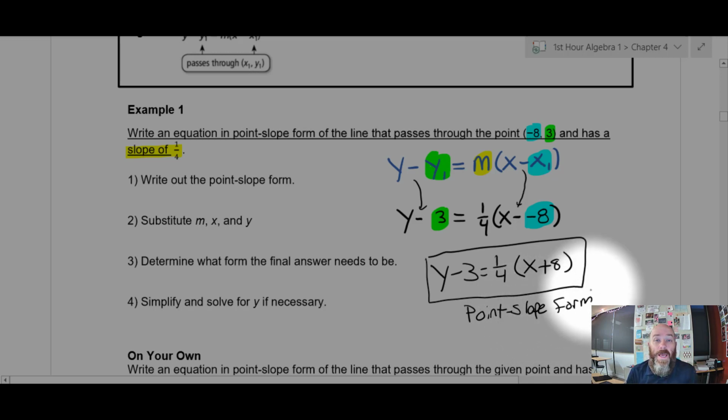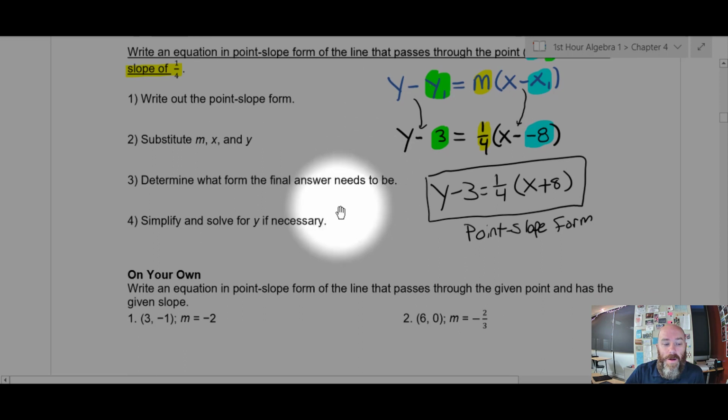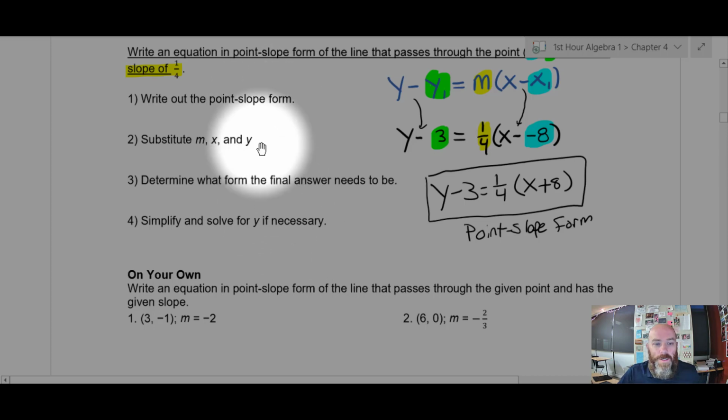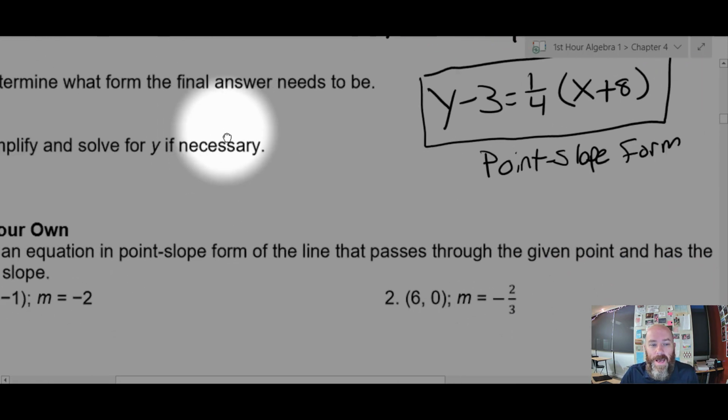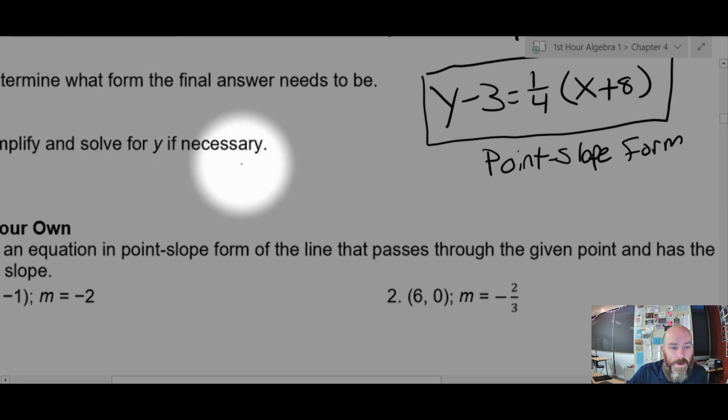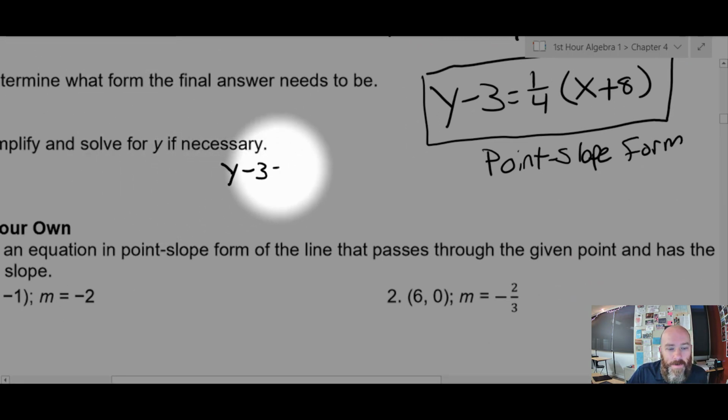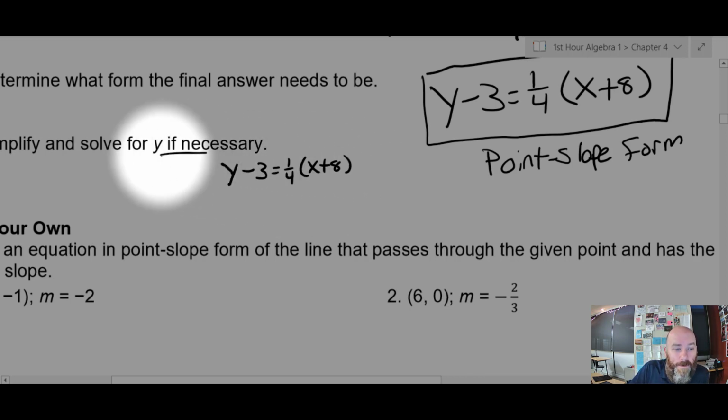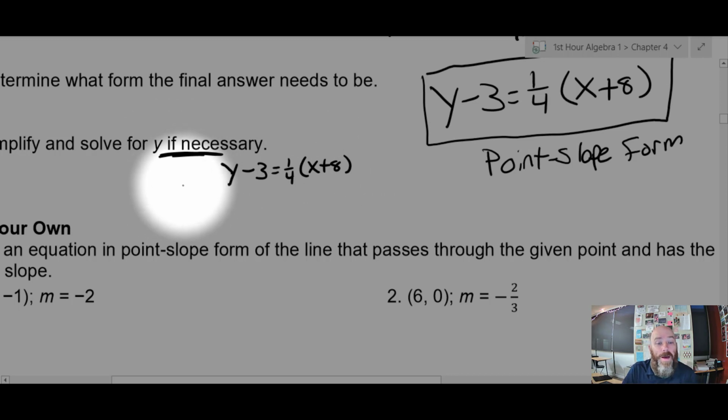Some of your questions today on Big Ideas will have you fill in the y1, the x1, and the m. Some problems today are going to have you write it in y equals. So we're going to take a little side step here. Step 4 says simplify and solve for y if necessary, so depending on the problem. So I'm going to zoom in here so I have some extra room, and I'm going to write down this question. In this equation we have y minus 3 equals 1/4 x plus 8, and if we need to solve for y, I'm going to show you how to do that.